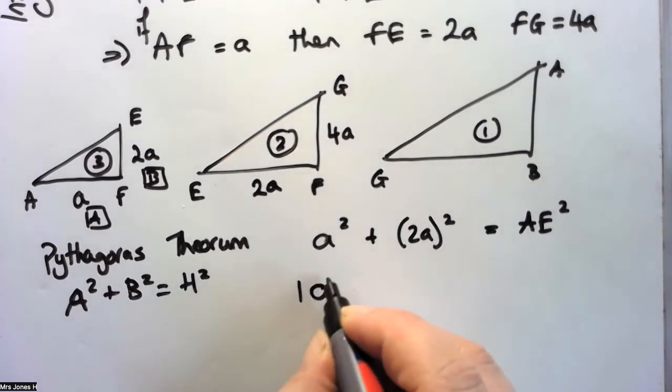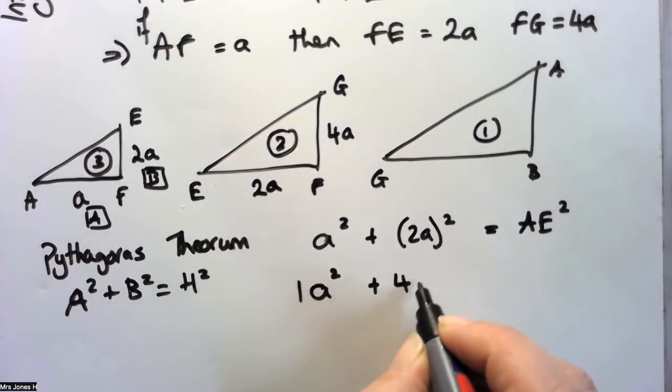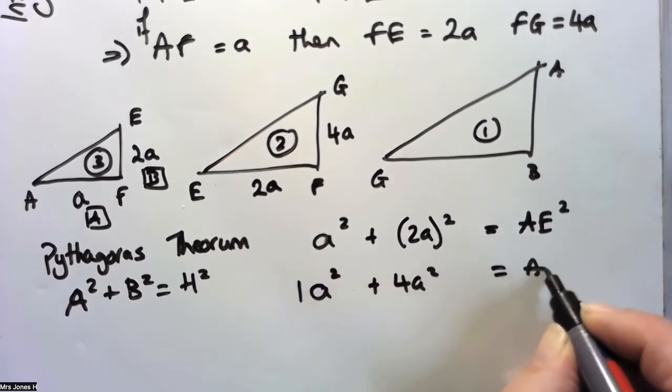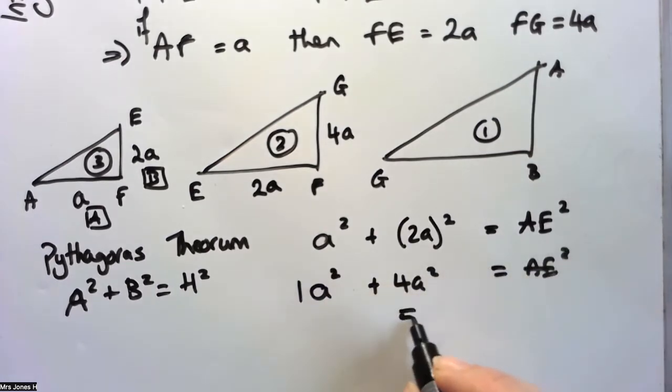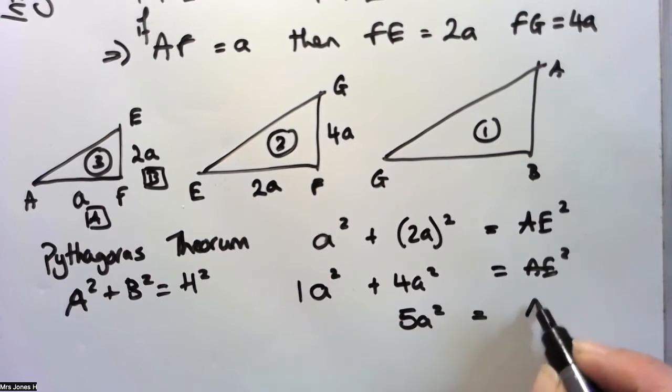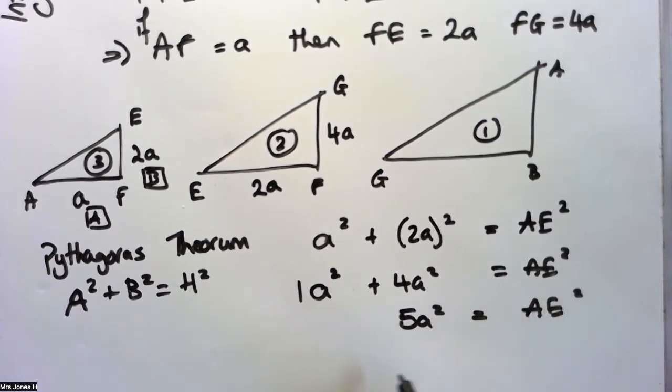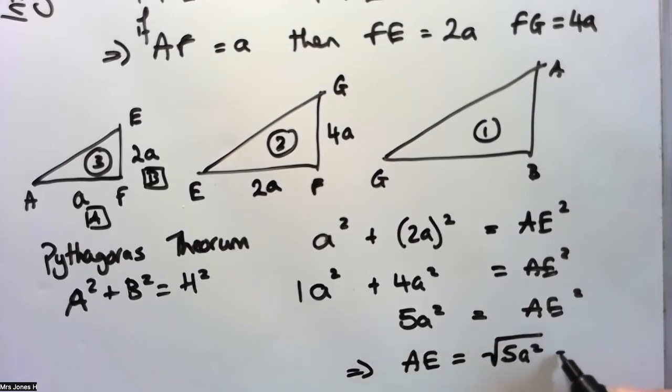So this is 1A squared plus 4A squared. So we've got 5A squared equals AE squared. Therefore, AE equals the square root of 5A squared, which equals, we can take A out, so it's A root 5. So AE is A root 5.